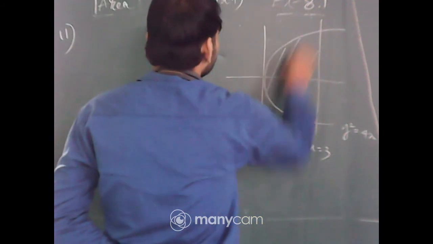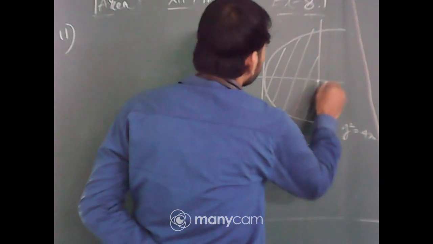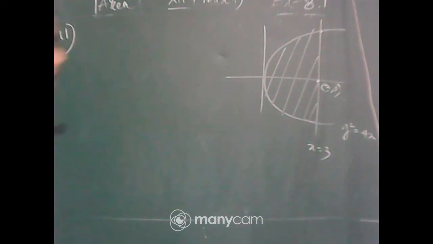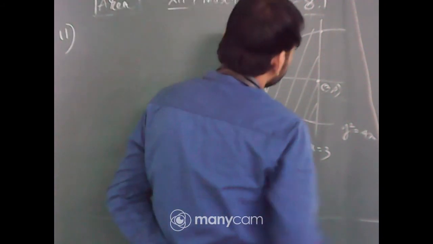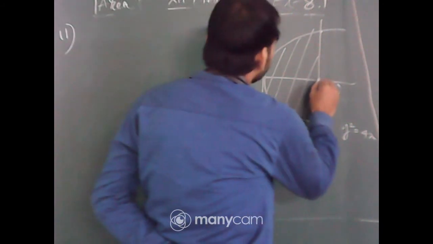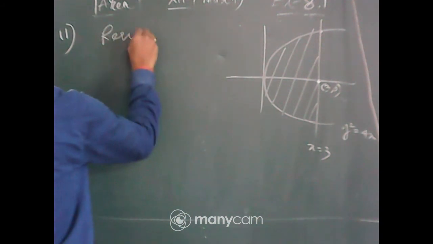Okay. You just do it, very easy one. You do it and tell me the answer. First of all, point of intersection. X equals 3. That means here this point will be 3, 0. Point of intersection y will give you different values, but it is not required to find the value of y. You only require the value of x here, the abscissa. That means here it will be 3, 0. So 0 to 3, required area.